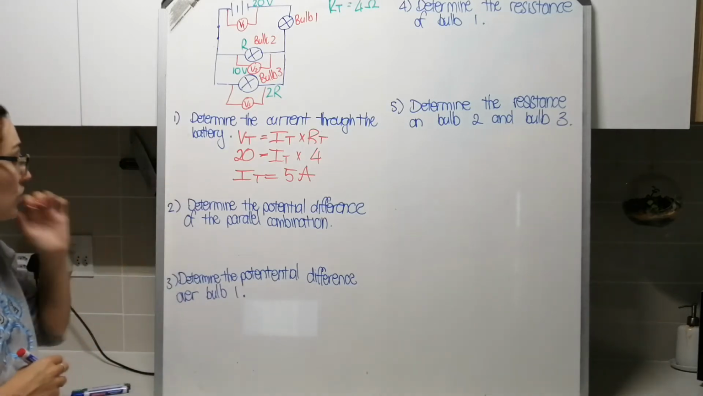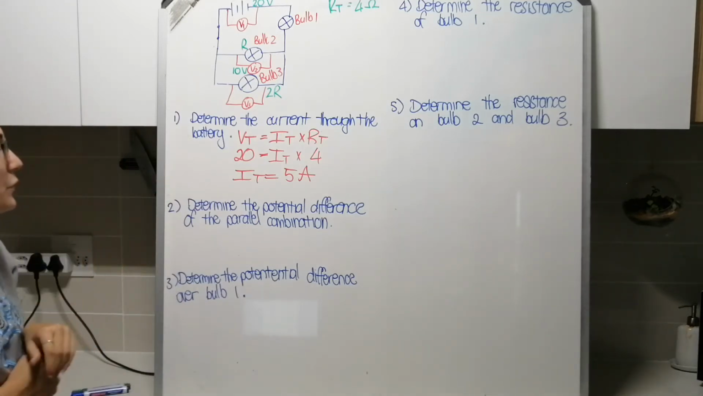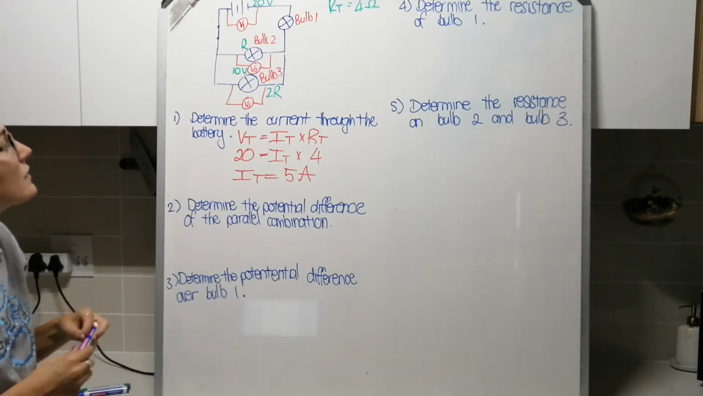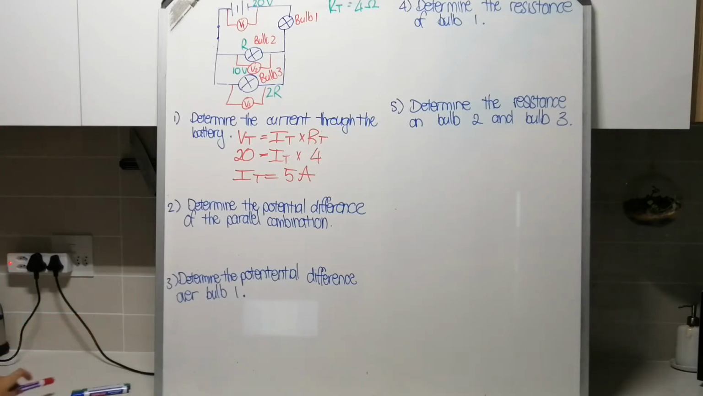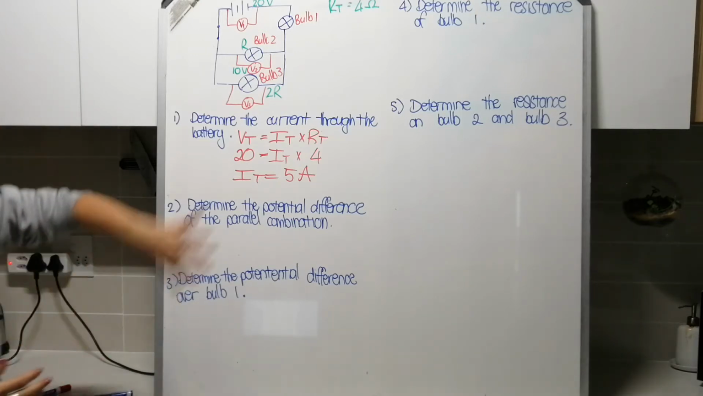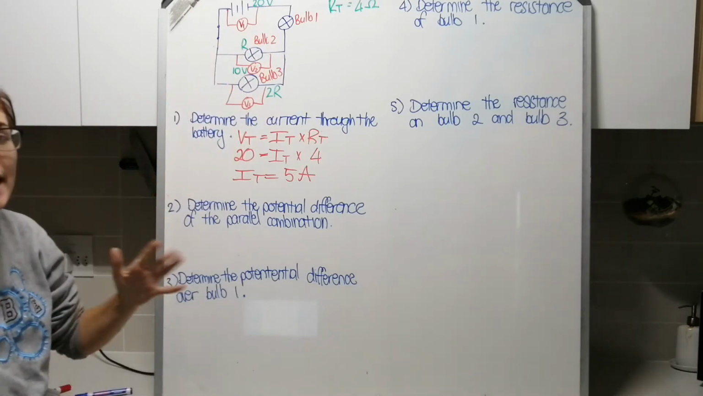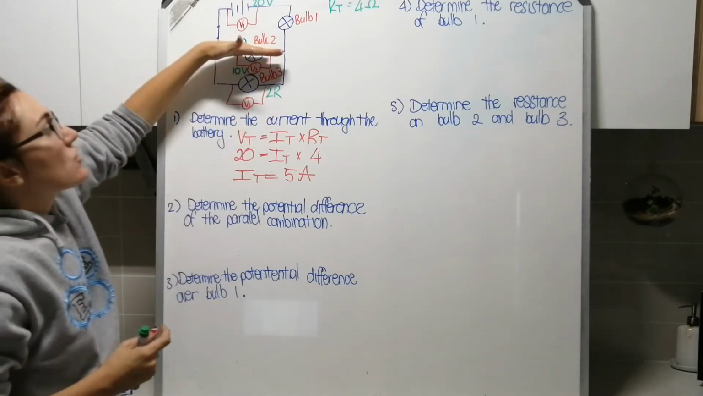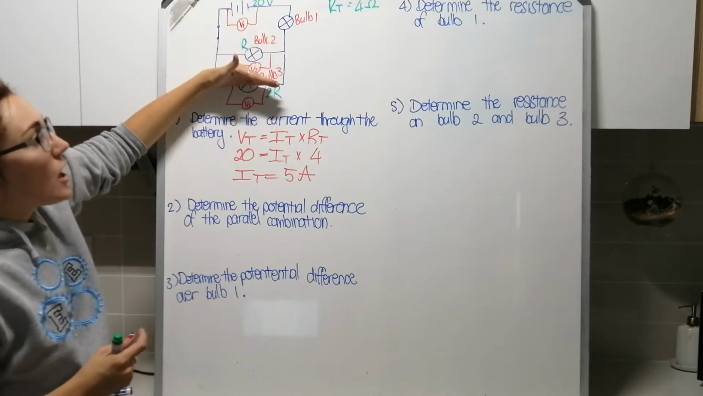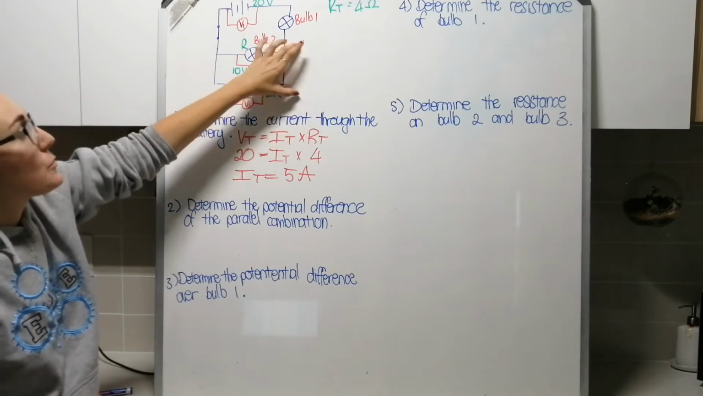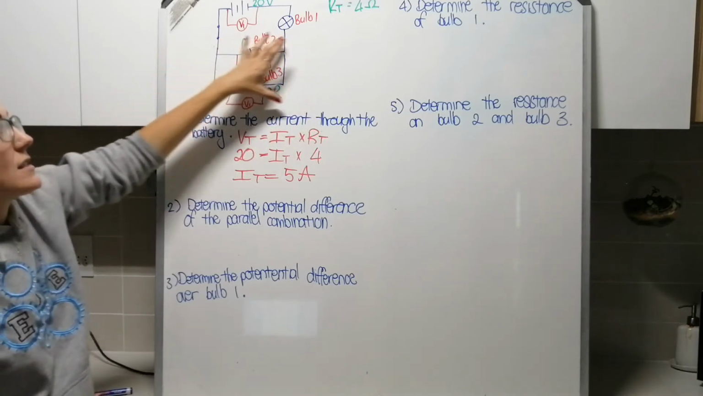Okay, let's look at question 2. We need to determine the potential difference of the parallel combination. Okay. Oh, that's not so hard. Okay, so remember when you're dealing with a parallel circuit or a parallel section of a circuit, that the potential difference in each branch is the same, and that is the same as the total potential difference for the parallel section.